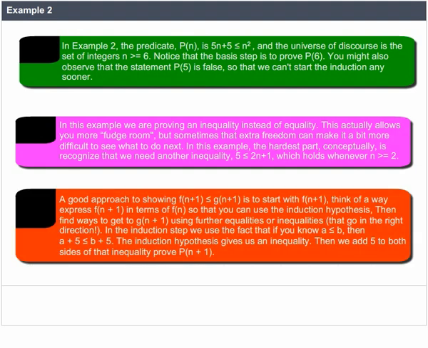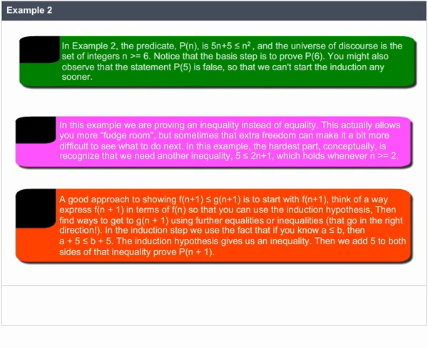A good approach to showing f of n plus 1 is less than or equal to g of n plus 1 is to start with f of n plus 1. Think of a way to express f of n plus 1 in terms of f of n so that you can use the induction hypothesis, then find ways to get to g of n plus 1 using further equalities or inequalities that go in the right direction.